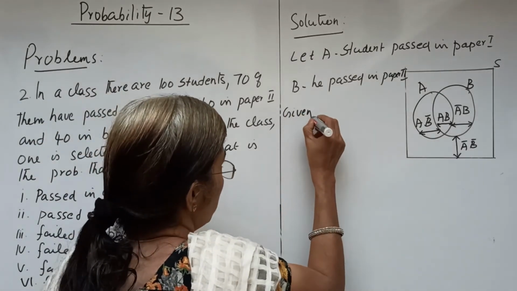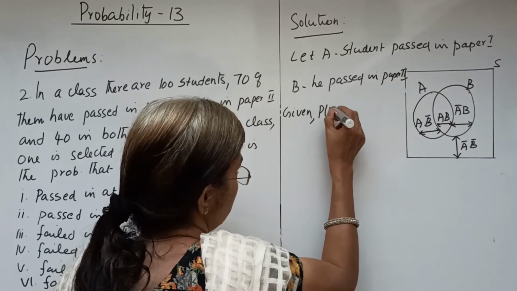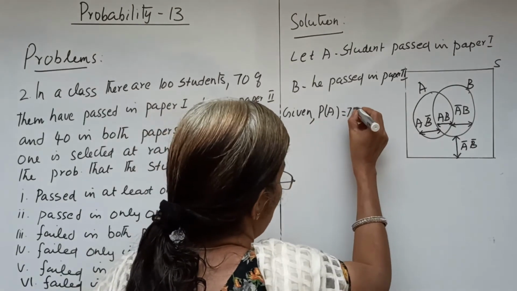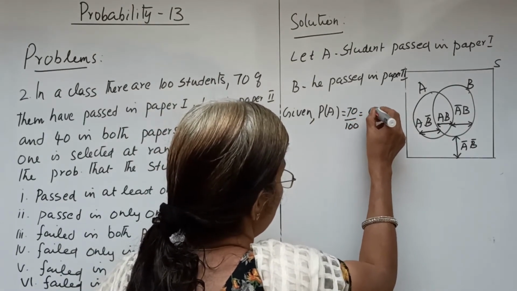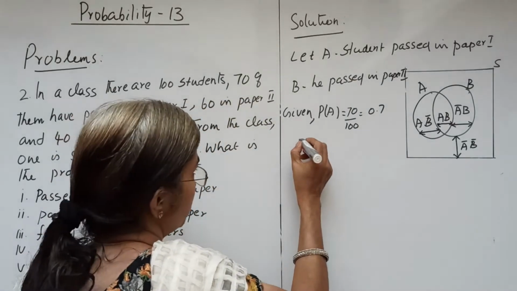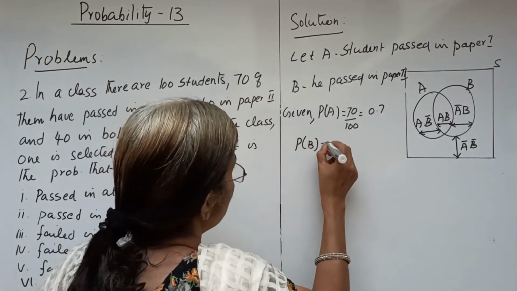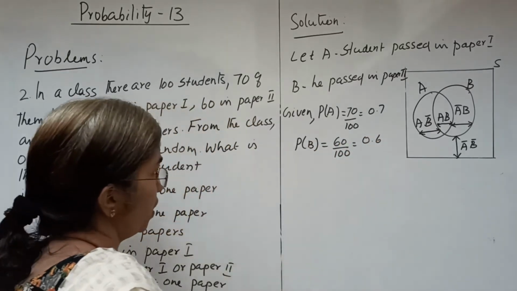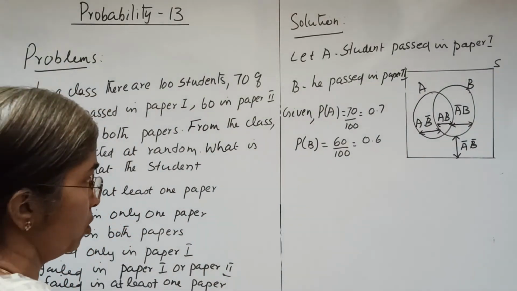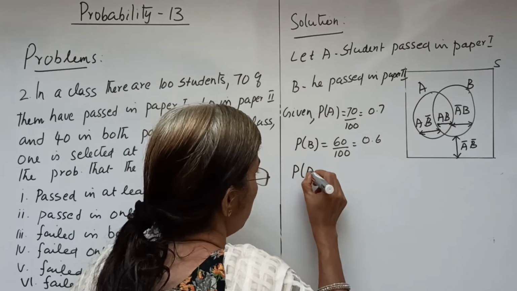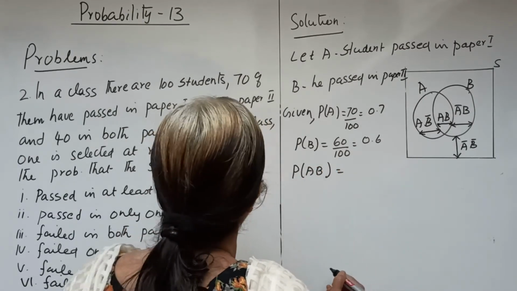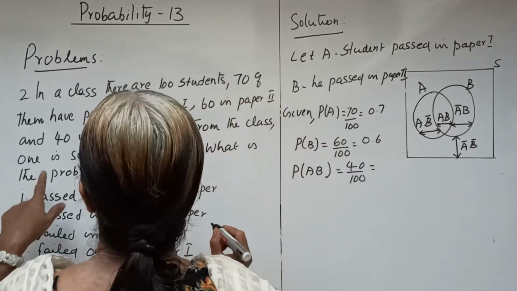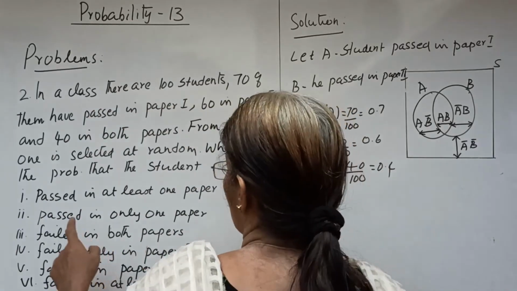So we are given P of A as 70 out of 100 passed in paper 1, which means P of A equals 70 by 100, so equal to 0.7. Now P of B: 60 passed in paper 2, so 60 by 100 equals 0.6. And 40 passed in both papers, which is given by P of A intersection B. P of AB equals 40 by 100, which is 0.4.